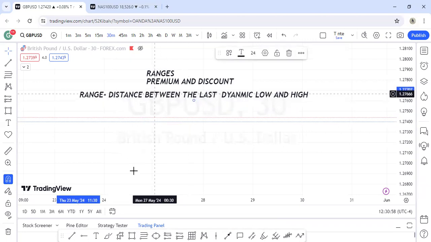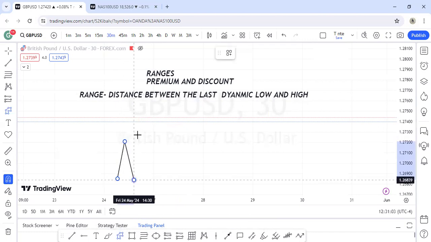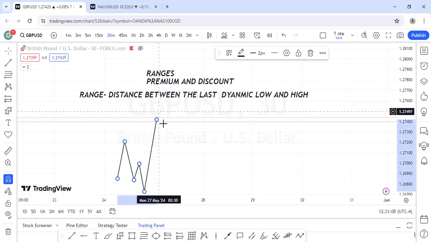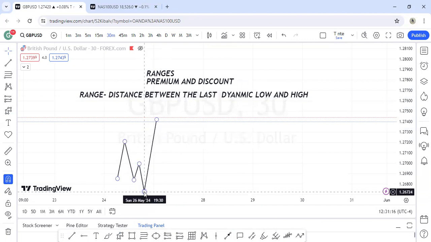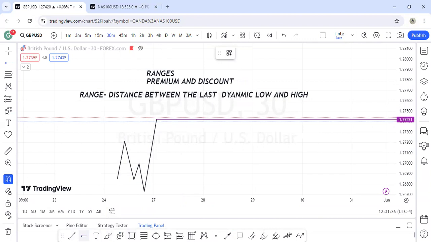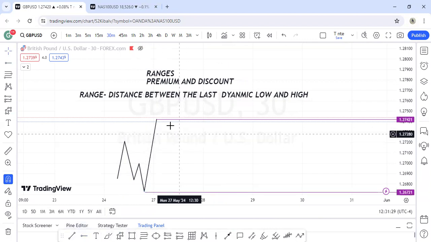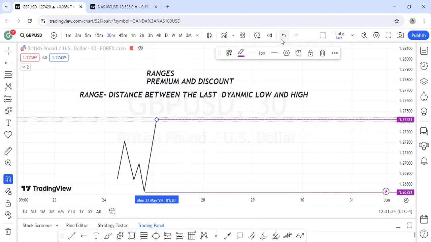Why is it dynamic? Because, for instance, if you have a bullish market, you see price do this and then move very impulsively. This now becomes your swing low. Why is it dynamic? Because price gives a strong push away from this low. So the distance between this low and this high is what we refer to as the trading range. You can simply mark this your range high and this your range low. It doesn't matter whether it's bullish or bearish.